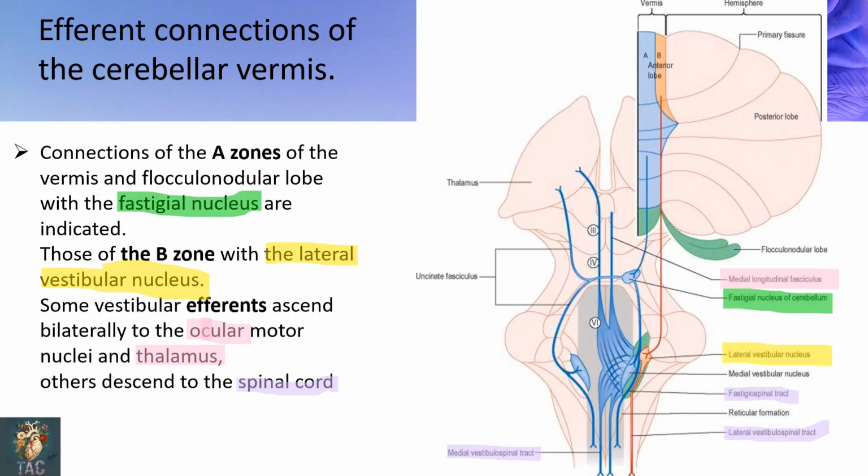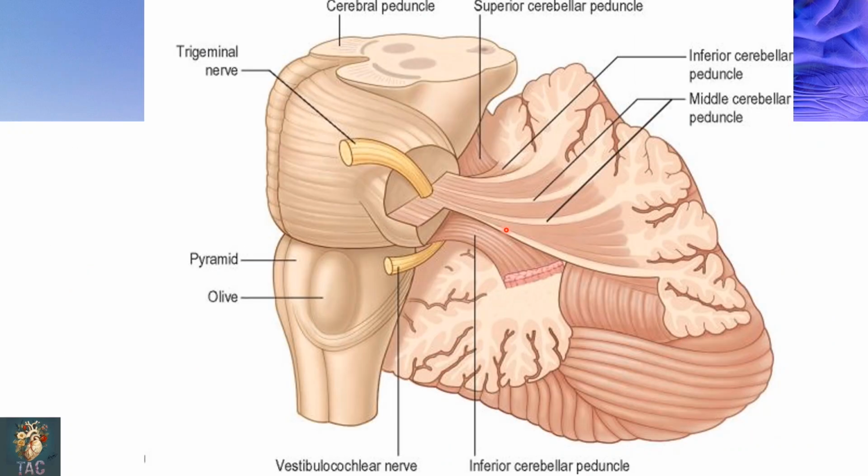These are the three peduncles: the superior cerebellar peduncle which is present over here, the inferior cerebellar peduncle which is present over here, and this is the middle cerebellar peduncle. Here also you can see in this section the inferior cerebellar peduncle, which is going to the medulla, the middle is going to the pons, and the superior is going to the midbrain.